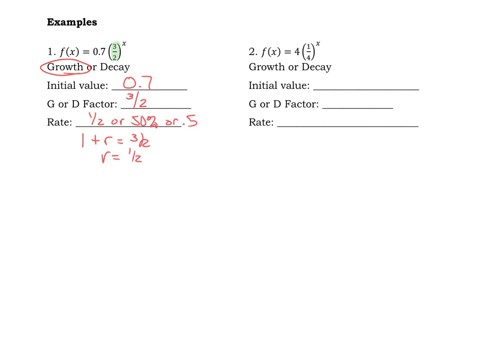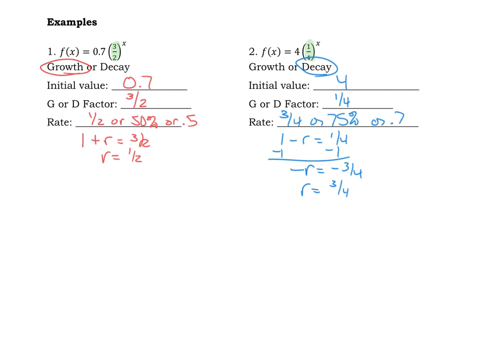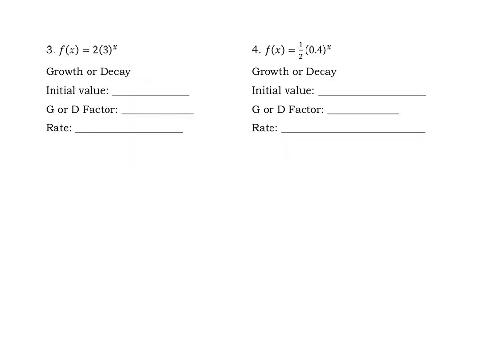Okay, so the next one that we're looking at, this is the base. It is less than 1, so that makes that a decay. The initial value is 4. The factor that we're growing or decaying is 1/4. And then this time, 1 minus the rate equals 1/4. I'm going to subtract the 1, so negative r equals negative 3/4. Divide by negative, and it's 3/4. So the rate is 3/4, or 75%, or 0.75. Okay, just some more practice with that.